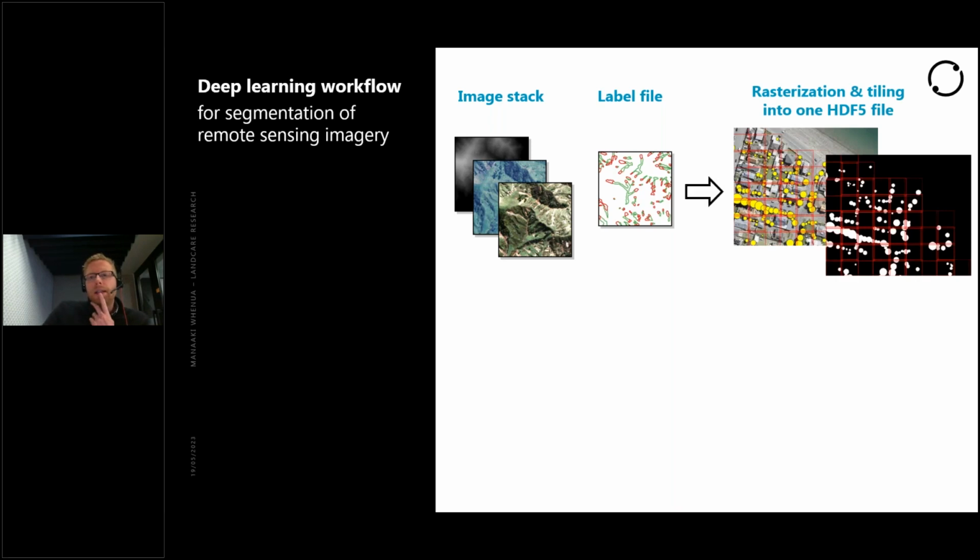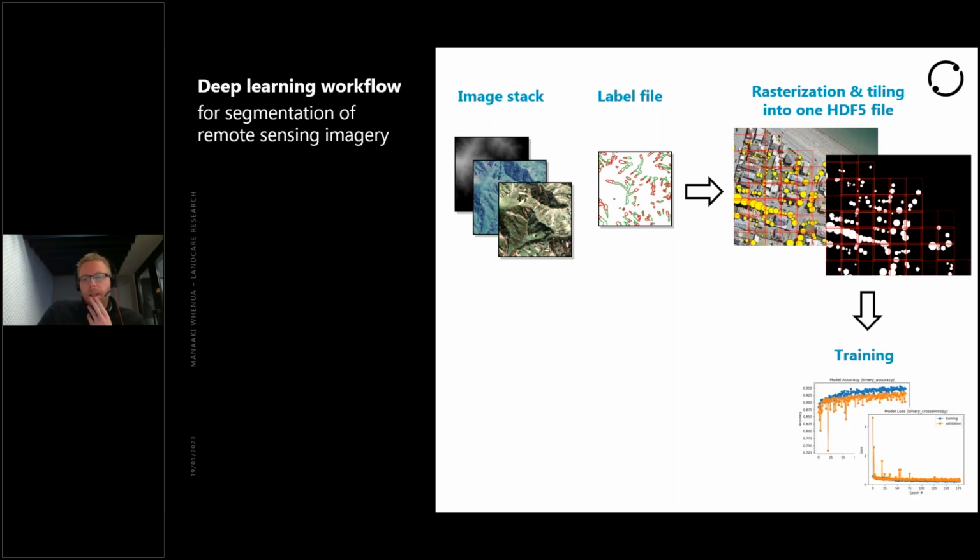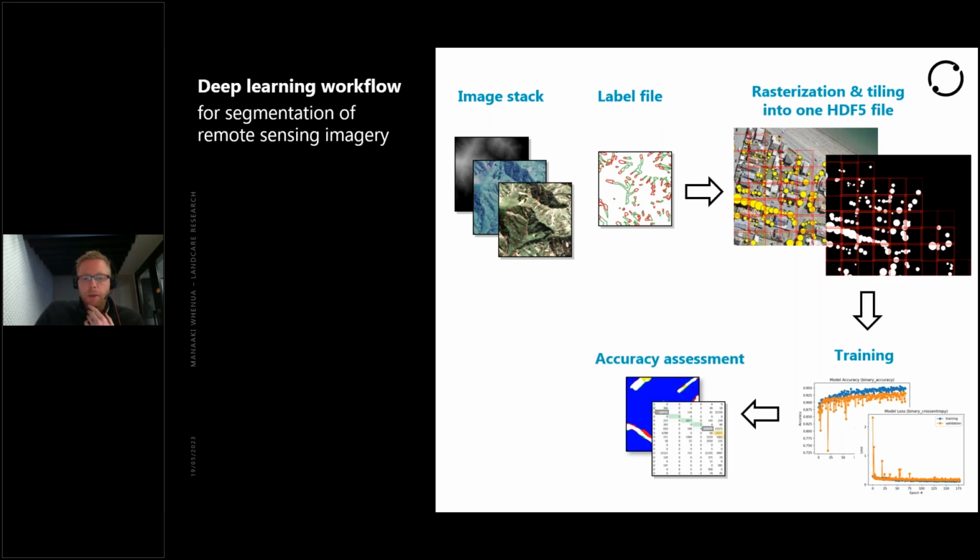In the next stage, you basically have to rasterize the image into smaller chunks so that you can feed it into the neural network. Then comes the training stage. You let it run on a GPU over several hours or several days, and we usually do that on the NeSI high performance compute facility. And then we can run our accuracy assessments and run a prediction.